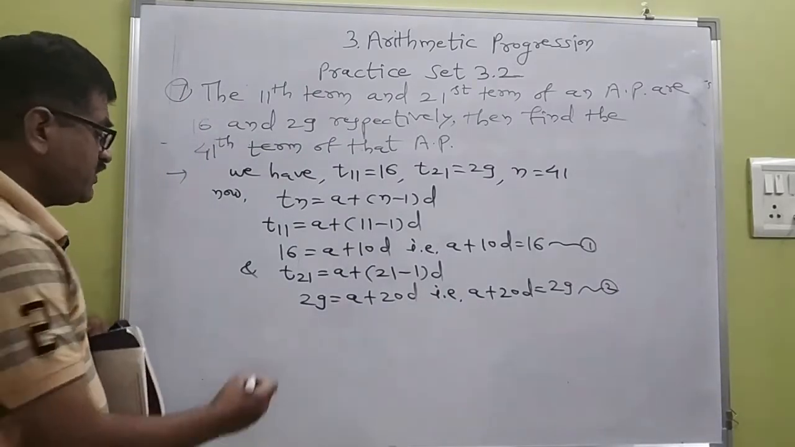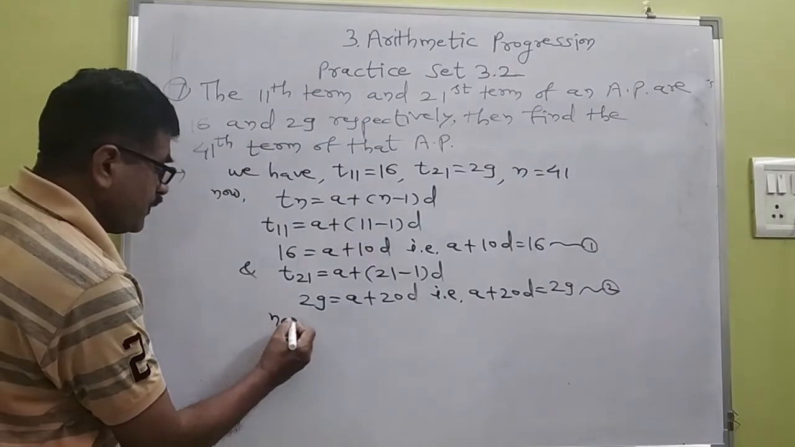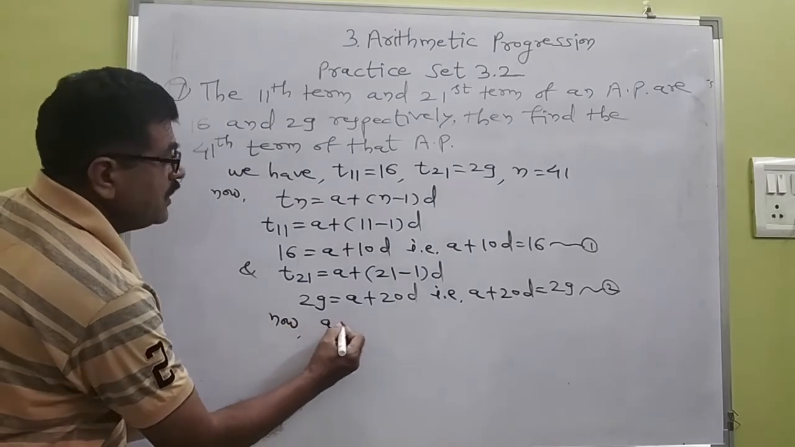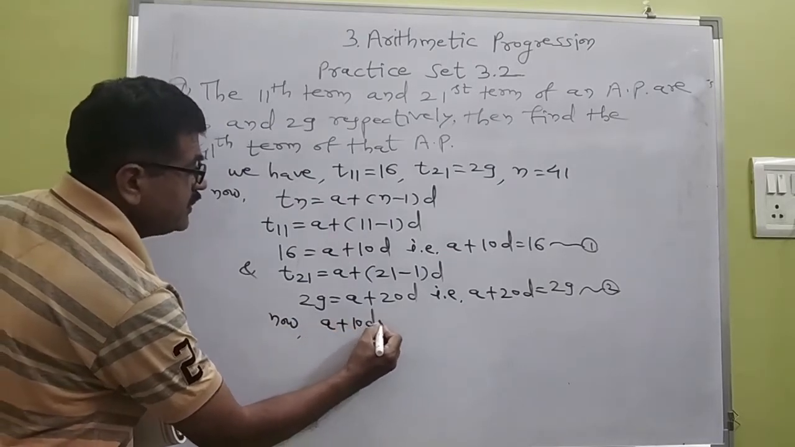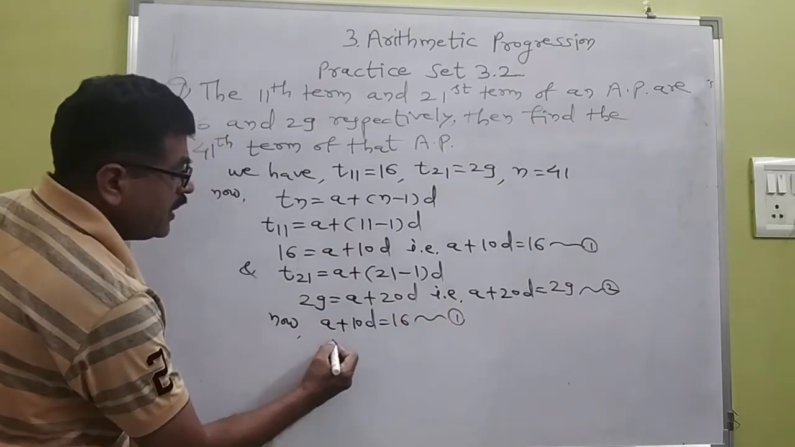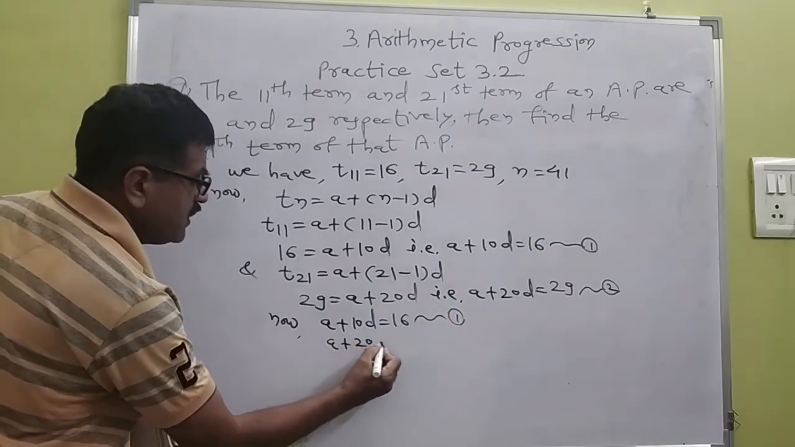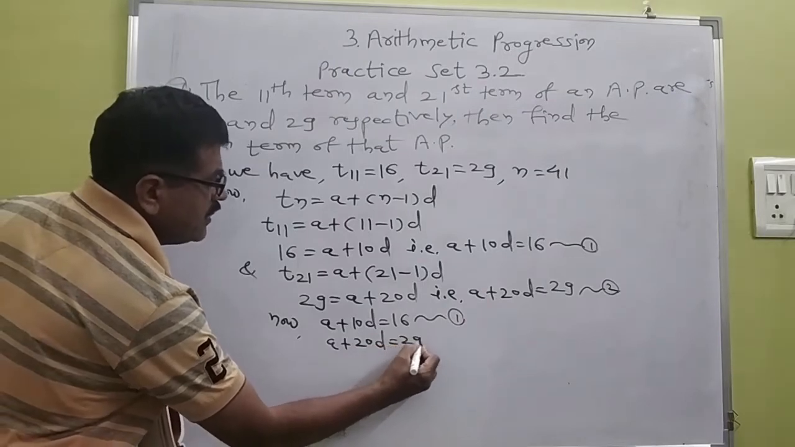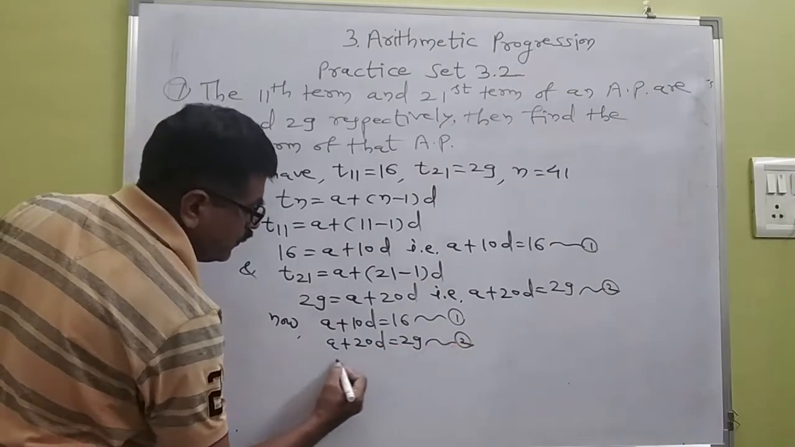Now write down equations 1 and 2. Equation 1 is a plus 10d is equal to 16. This is number 1. And a plus 20d is equal to 29. This is number 2.